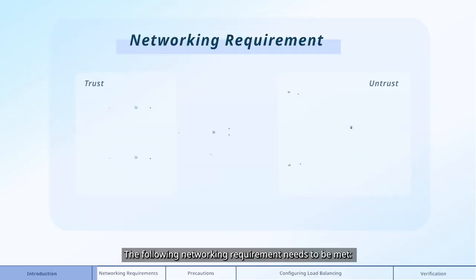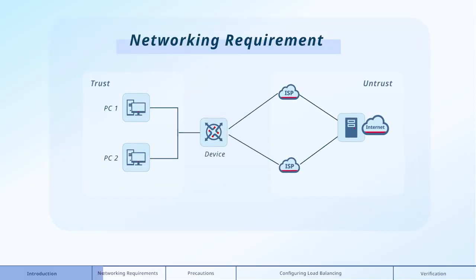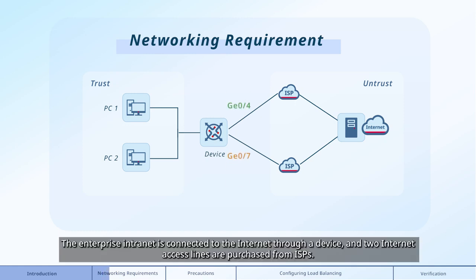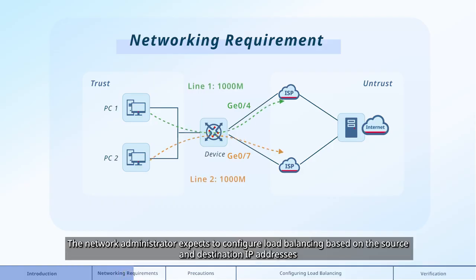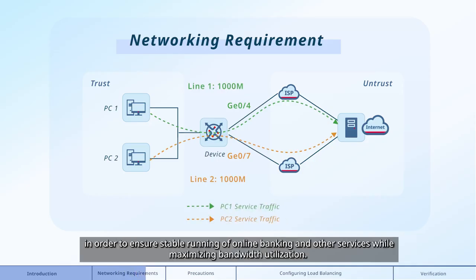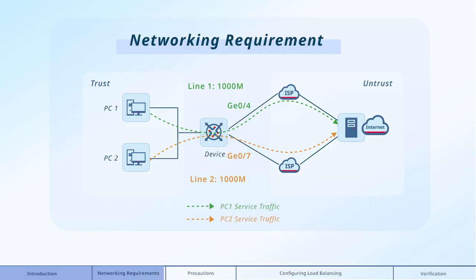The following networking requirement needs to be met. The enterprise is connected to the internet through a device, and 2 internet access lines are purchased from ISPs. The network administrator expects to configure load balancing based on the source and destination IP addresses, in order to ensure stable running of online banking and other services while maximizing bandwidth utilization.